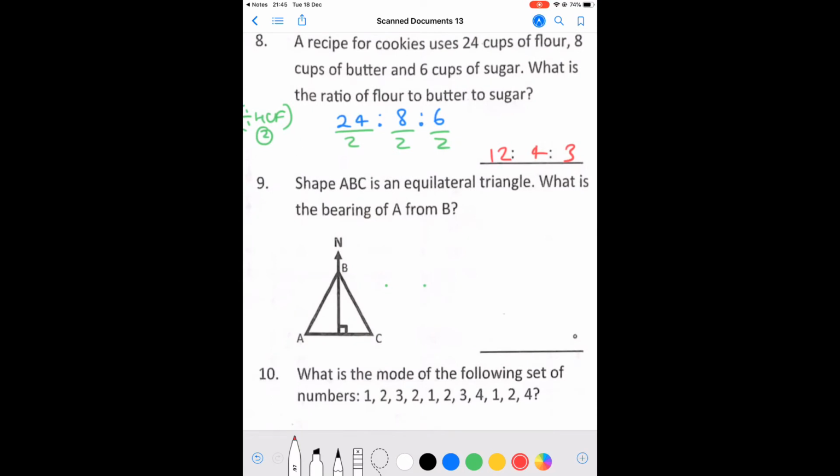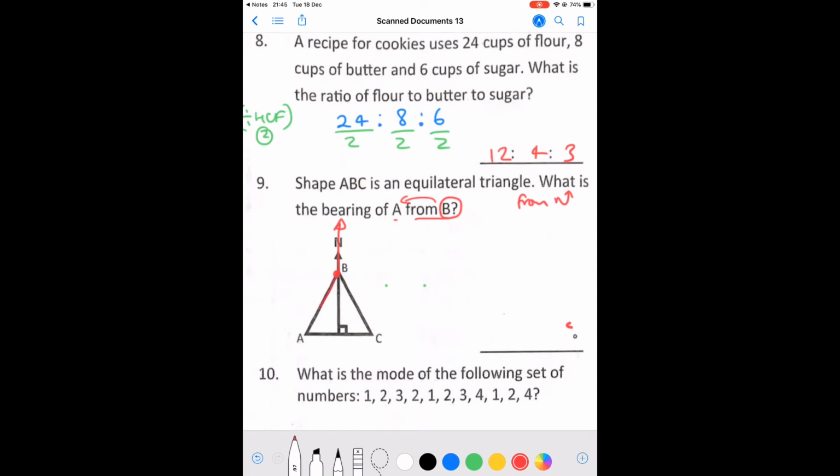Question number 9 now. It says shape ABC is an equilateral triangle. What is the bearing of A from B? Bearings start from where it says from, so we're going to go to the from part. Bearings are always measured from north, so we're going to go up, and we've got to go to the A from B.